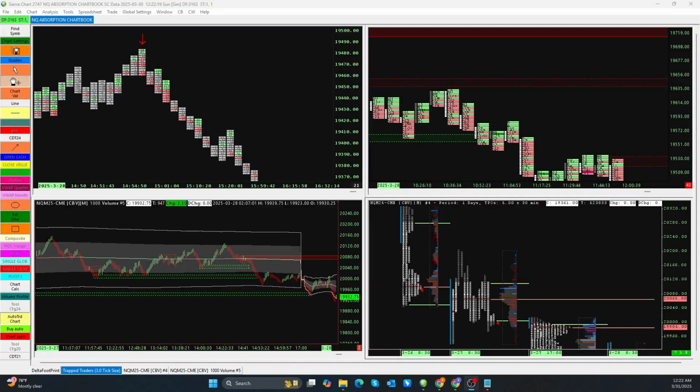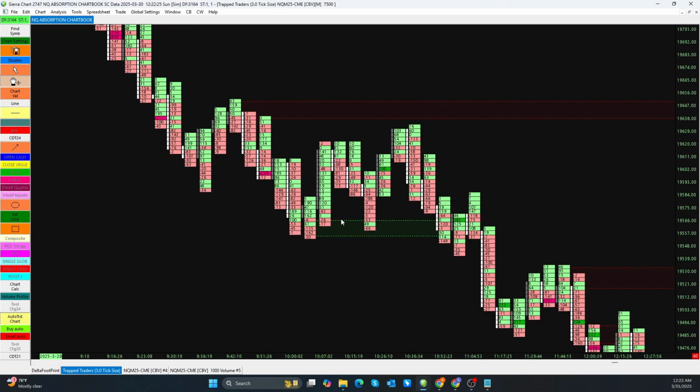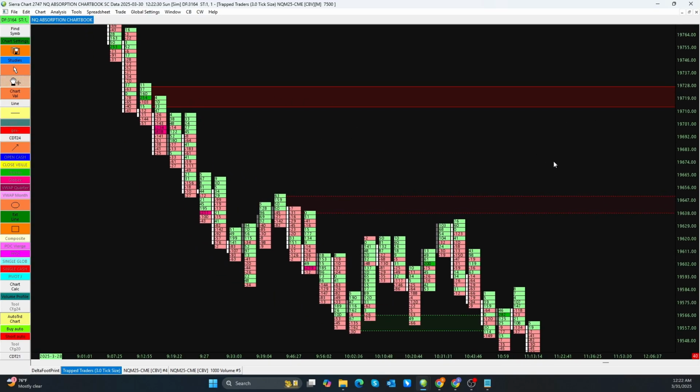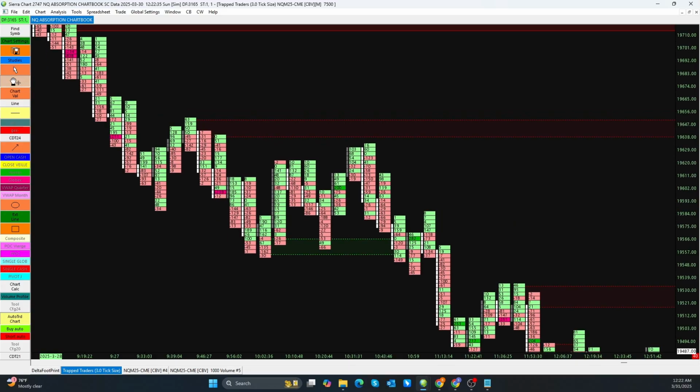Additionally, you'll see zones with dashed borders. The indicator automatically modifies their appearance after they've been retested. This visually confirms the zone has been interacted with, helping you differentiate fresh zones from previously tested ones.